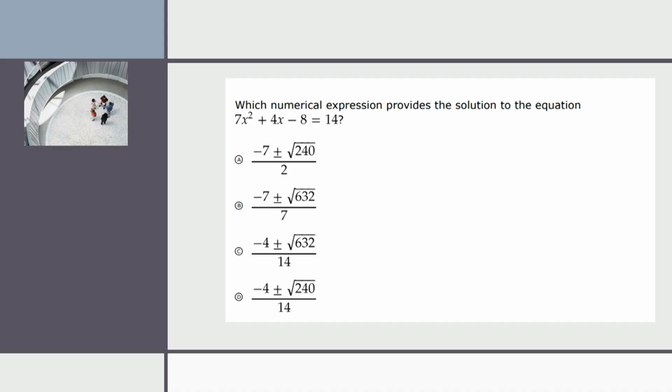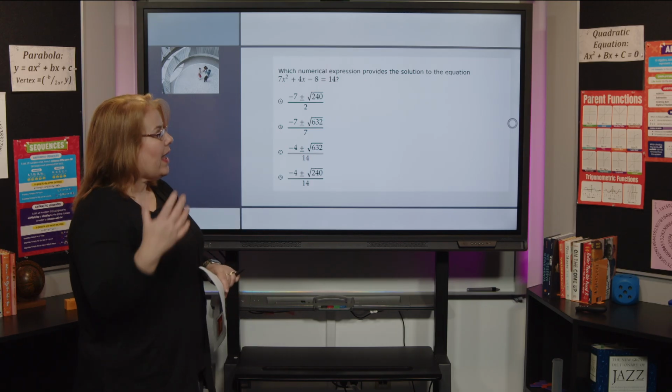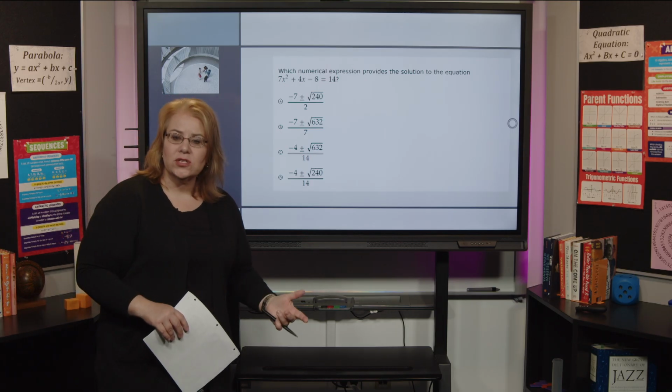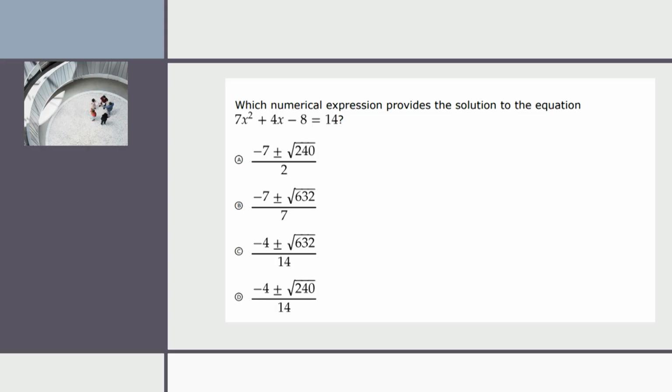Which numerical expression provides the solution to the equation? Now, I'm going to tell you how to work this problem and not worry about, do I have to complete the square? Do I have to use the quadratic formula? Am I having to look for the discriminant? There is a much easier way to do this. What I would do is plug my 7x squared plus 4x minus 8 equals 14 into my Desmos and find what my solutions are. Where does it cross the x-axis?